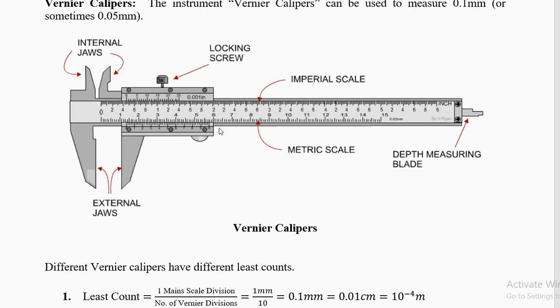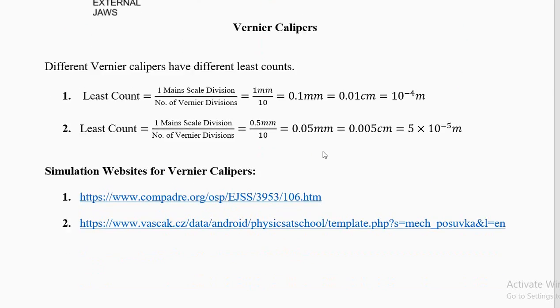You should know how to draw it by hand and write the main parts. What are the main parts? The external jaws, the internal jaws, the metric scale. You should write main scale and depth measuring blade. Just remember these things, draw a simple diagram and it will suffice.